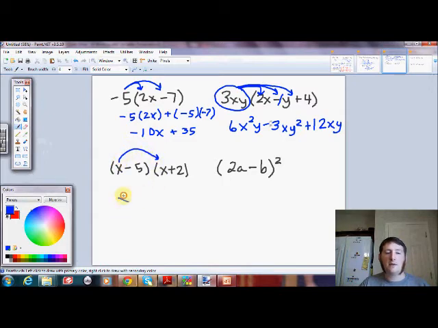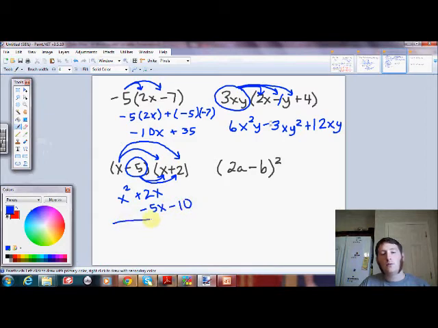X times x. X squared. X times 2 plus 2x. Here we got to be careful. We're going to distribute -5 times x. I'm going to go ahead and line these up. -5x. -5 times 2 will be -10. We need to combine our like terms here in the middle. We get x squared. 2x minus 5x is minus 3x minus 10.